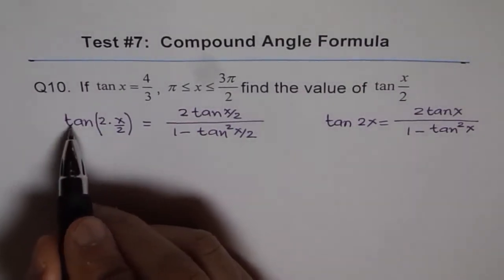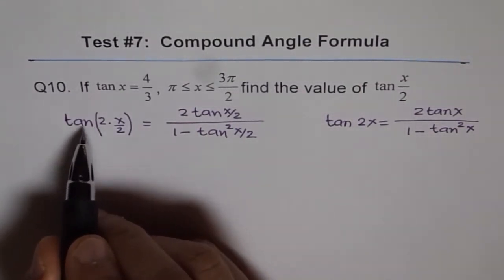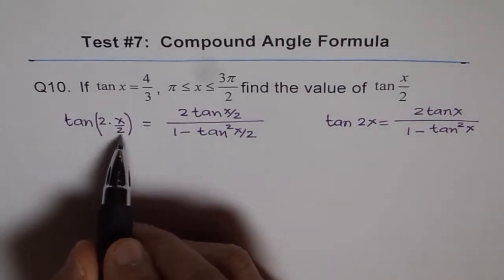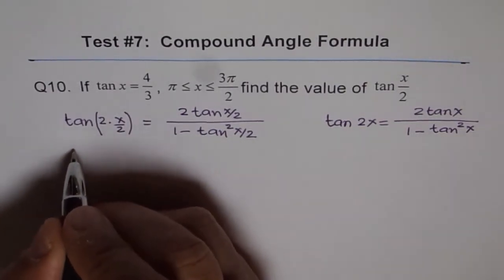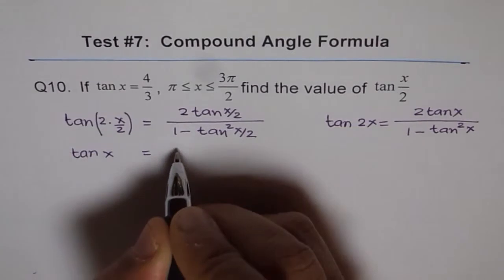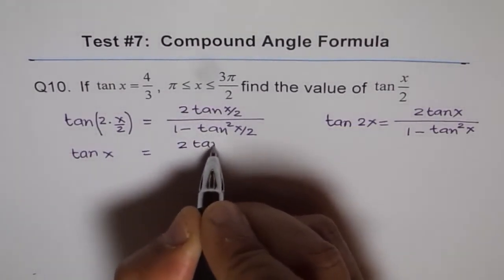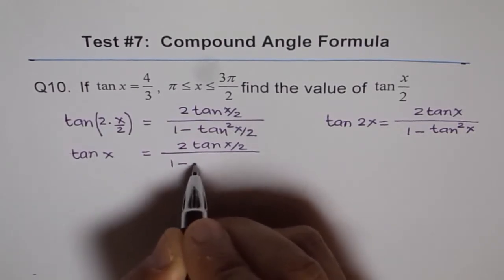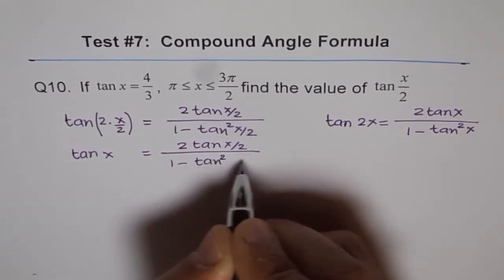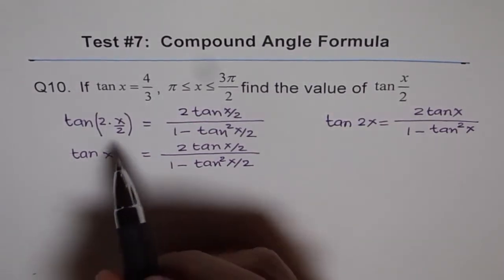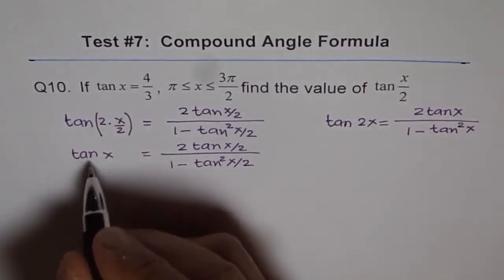Now what is our left side? Left side is tan x. Do you see that? 2 and 2 cancel, right? So we have here tan x, right? So we have tan x equals 2 tan x by 2 over 1 minus tan square x by 2. Now tan x is given to us, which is 4 over 3. So we'll write 4 over 3 here.